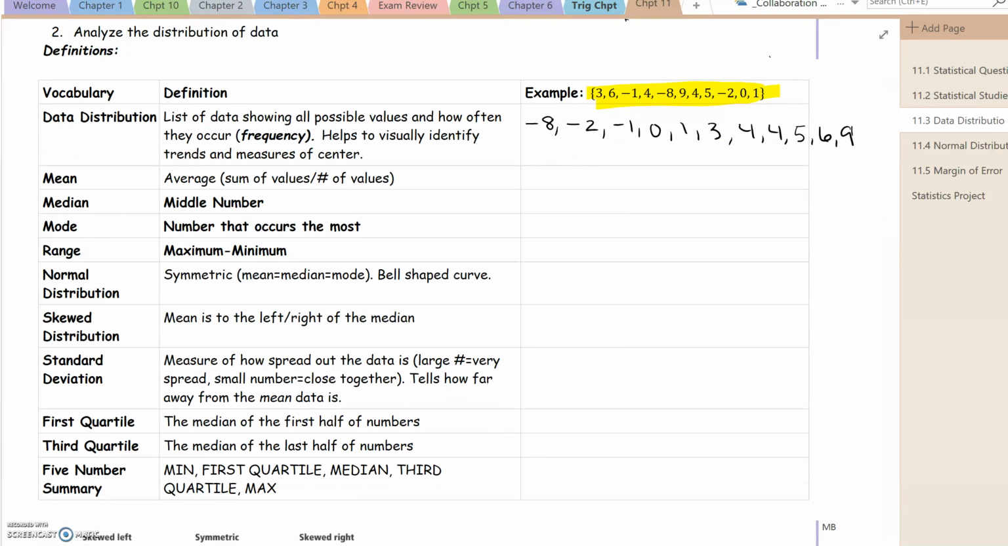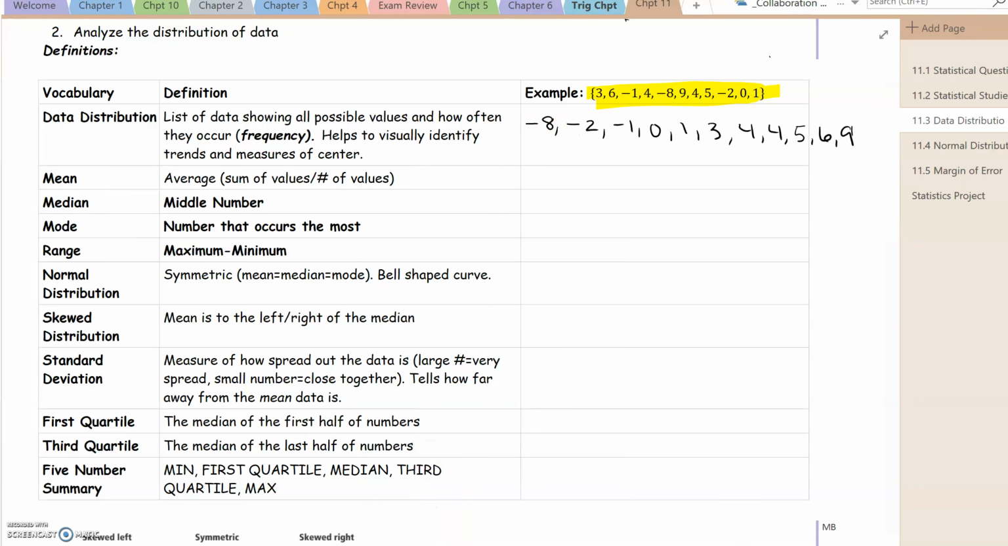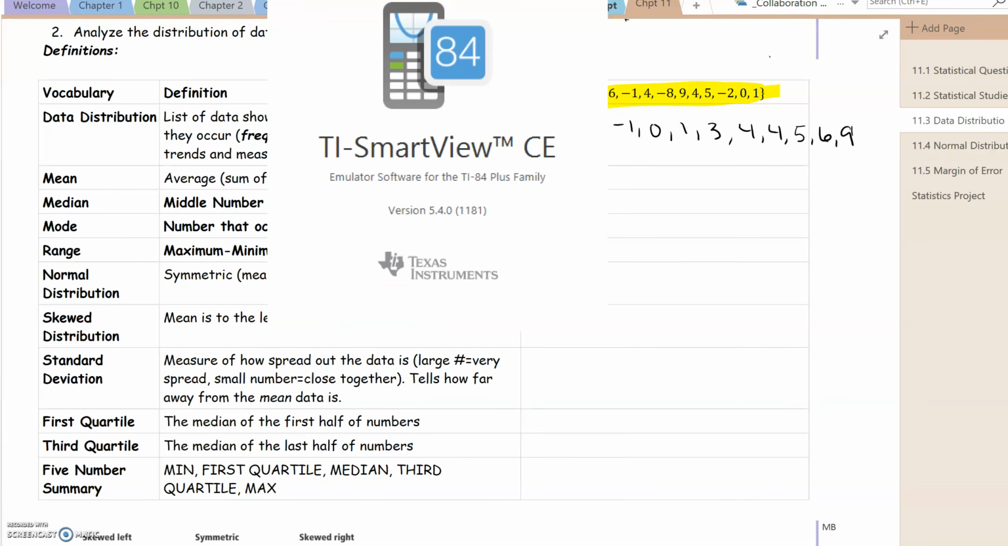The next vocab word you should already know: mean is the average of your data. To find the average, you add up all your numbers and then divide by how many numbers there are. So an example of that is adding up all of these. Oh man, I don't have my calculator up. I apologize. I took a lunch break before I made this video, so I turned off my computer and my calculator went away.